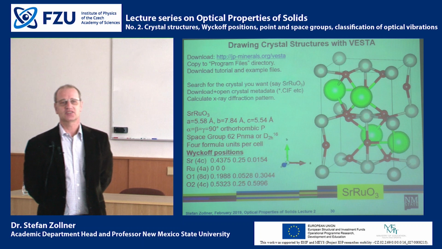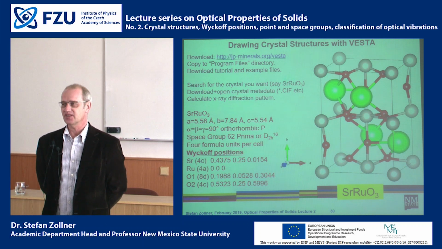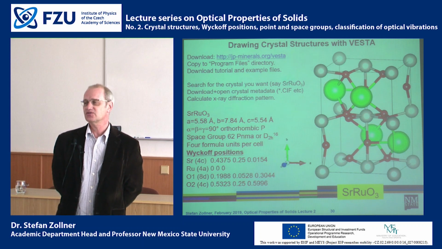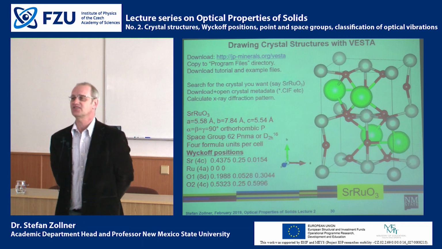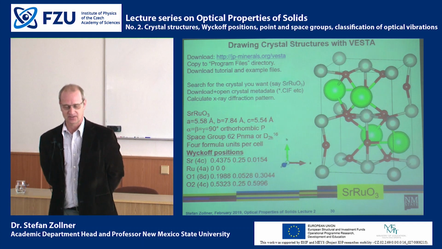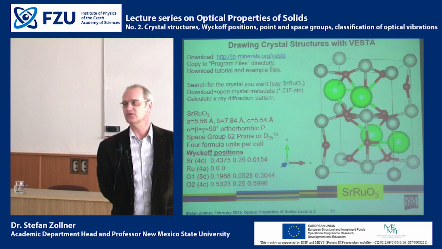So the question is, if you have a compound and you want to know what are the cell parameters for that compound, how do you find the parameters for that compound? So what I do is I just do a Google search.